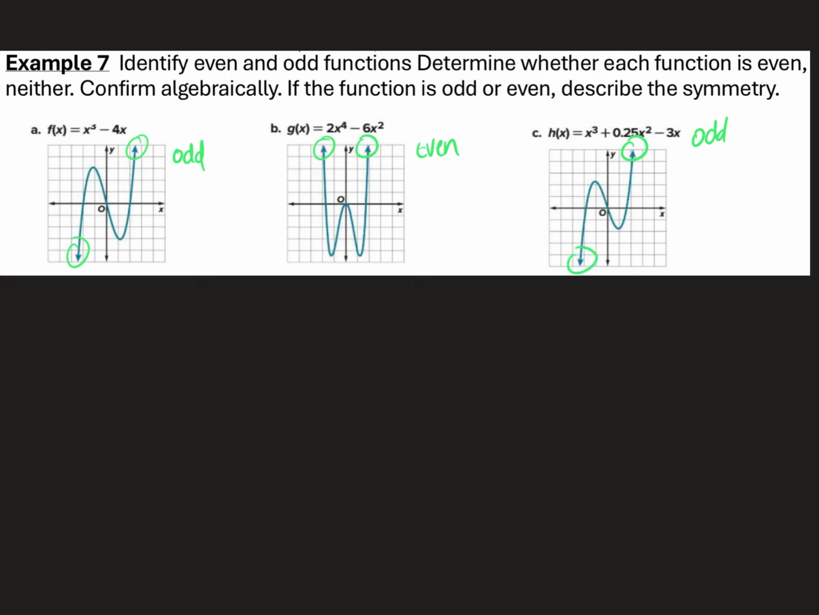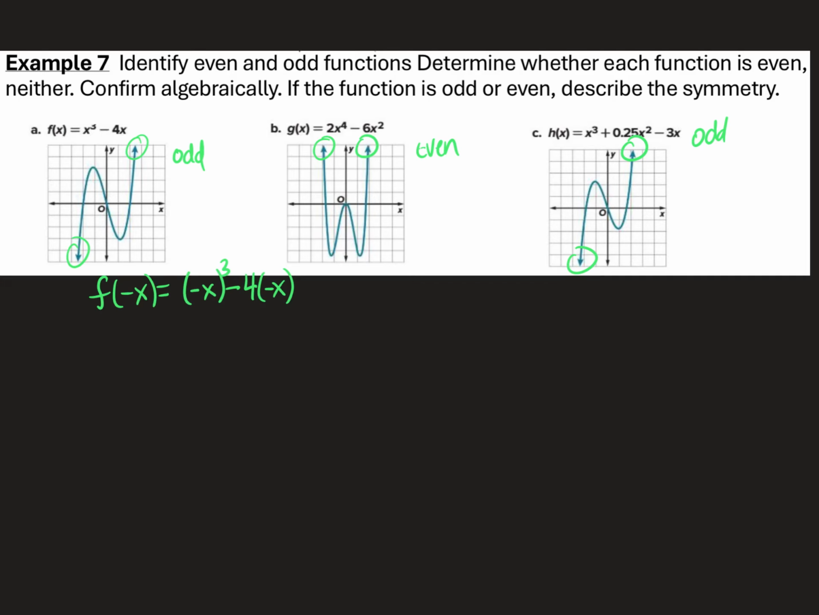Now I'm going to prove that algebraically. I'm going to substitute negative x in for x. So in place of x, I'm going to put negative x. In place of x, I'm going to put negative x. And sometimes my little theory is incorrect because sometimes the mathematics doesn't work. So let's go see if that happens on any of these.